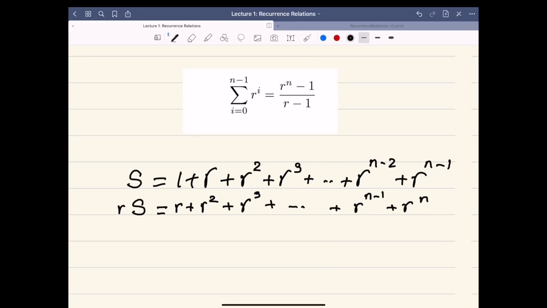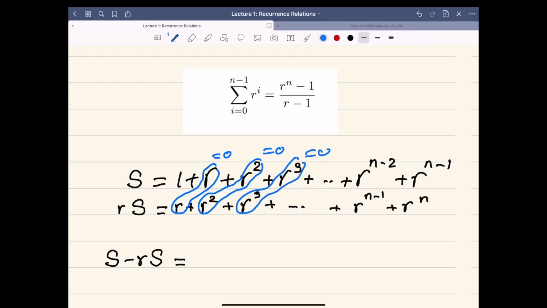Now subtract S minus rS. So combine these two, subtract these two, this is equal to 0. Subtract these two, it will be equal to 0. Subtract these two, it's equal to 0. And again, you will subtract these two, it will be equal to 0. So this one is already subtracted from the previous value in here. So what is the equation that we are going to get? First, we will put 1 as an answer.